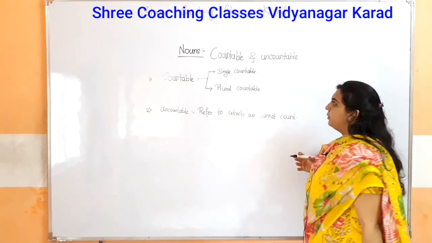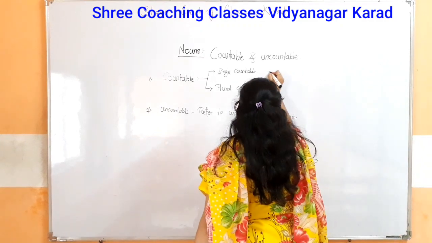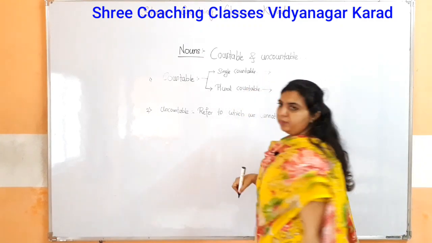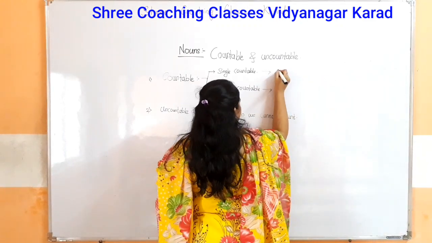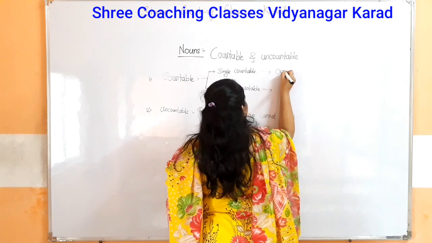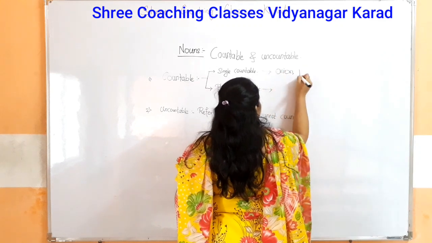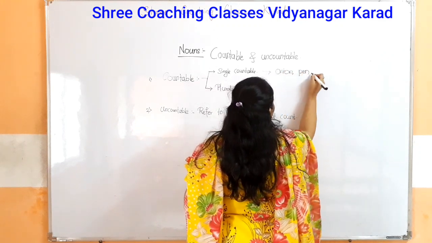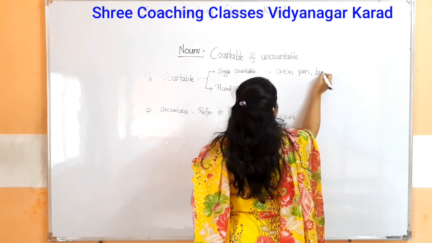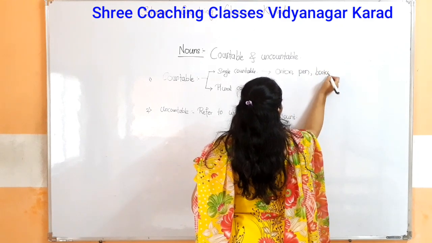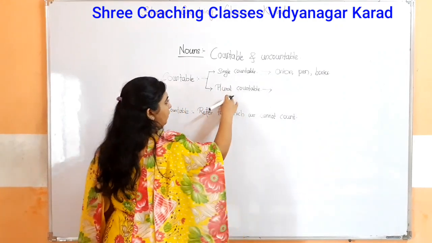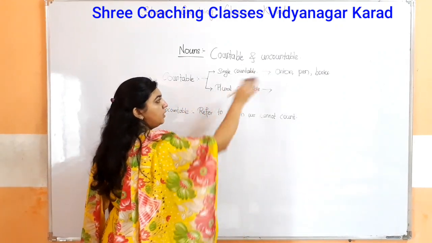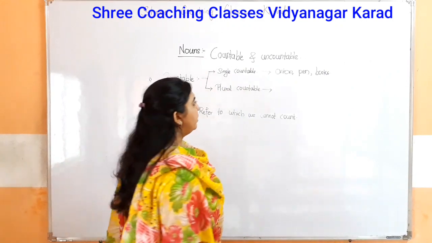We will see the examples of the single countables and plural countables. Examples of single countables are onion, pen, book, etc.